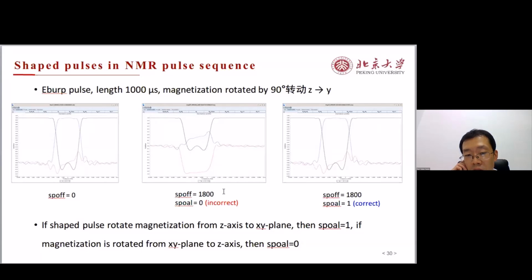If the offset is not zero, when you apply that, you have to be careful about this SPOAL phase alignment option. Let's still use this offset 1800 as an example. If the effect is to rotate from Z to Y axis, then this alignment number must be set to 1. Otherwise, you cannot get correct results. Instead, if the magnetization is rotated from the XY plane to the Z axis, then this parameter must be set to 0 to get the correct results.